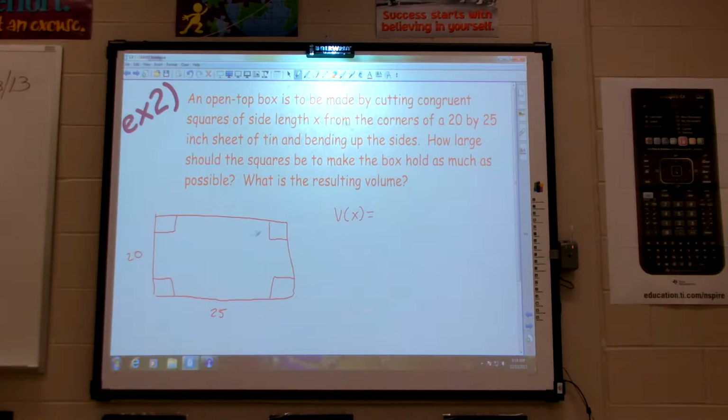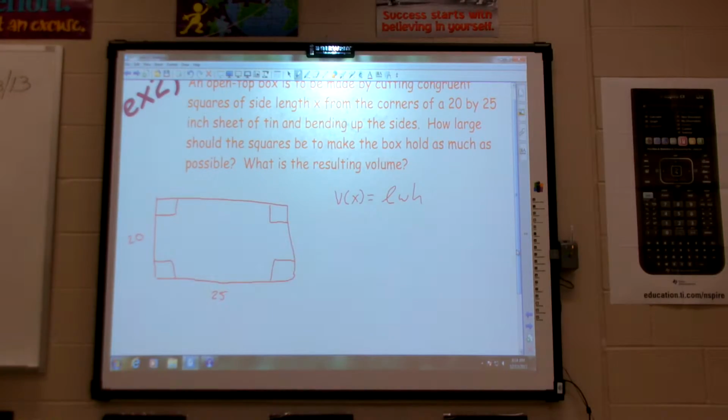How do you find the volume of this? Length times width times height. I definitely have three variables there, and I do not want three. I need one variable, correct? So what is actually changing in this problem? The side of the square, correct? I'm going to call that x. That's what I'm trying to find, the dimensions of the square. And since it's a square, we know they're the same.